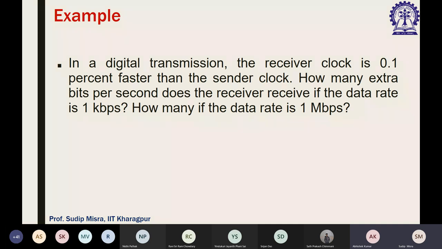The receiver clock is 0.1% faster than the sender clock. And this is what I was telling you earlier, right? Somehow these clocks will have to be synchronized. So the receiver clock is 0.1% faster, so the receiver can receive faster by a factor of 0.1. So 0.1 is the factor. How many extra bits per second does the receiver receive if the data rate is 1 kbps?